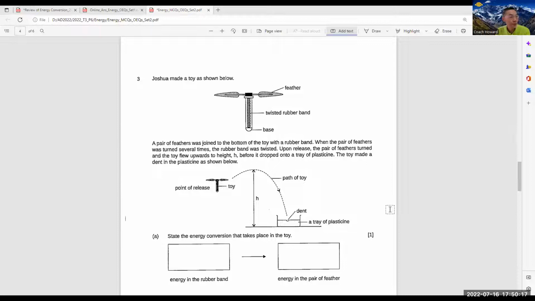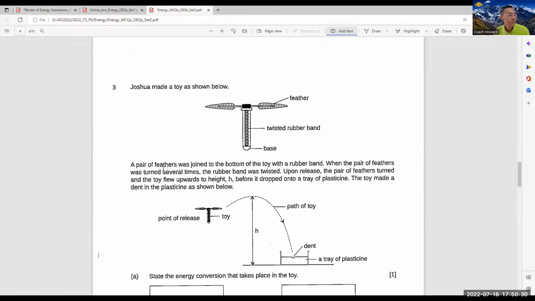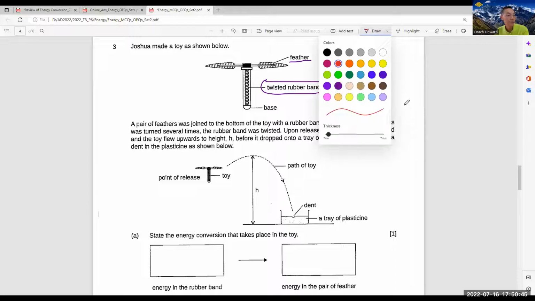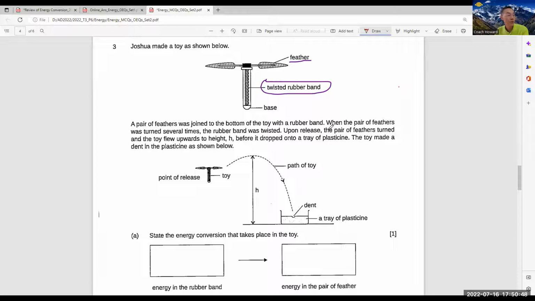Okay, this question, I notice, appears in some years' PSLE papers. So this is a twisted rubber band. There's a pair of feathers joined with a rubber band. When the pair of feathers was turned several times, see the rubber band being twisted, right? That means it stores elastic potential energy. Upon release, the pair of feathers rotates, and the toy flew upwards to a height.